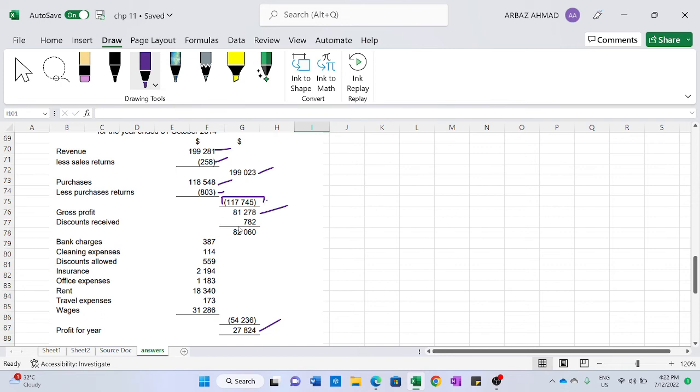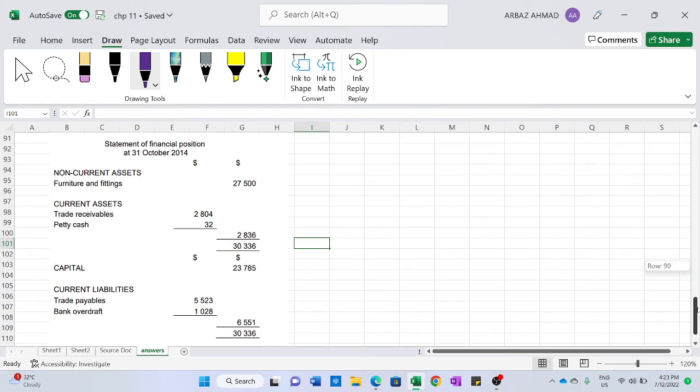Then we have discount received. Discount received is an income, so that's why we have it after gross profit. So we have gross profit, then other income, we add it, right, and then we minus the other expenses. We have all these expenses, and then we get to a total of 54,236. Once you minus it, you will get 27,824 of profit.